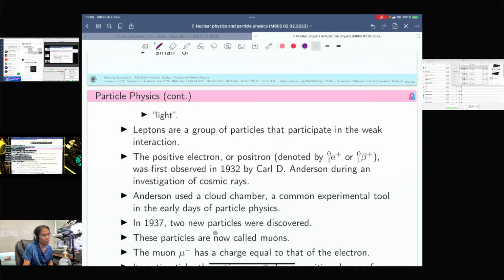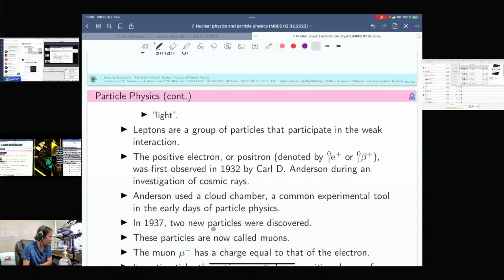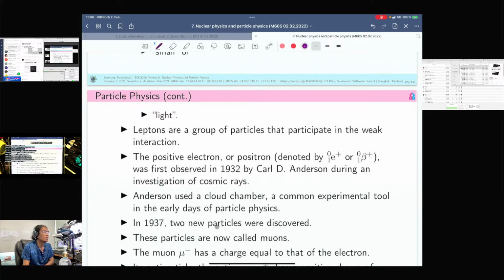Okay, so humans are eager to explore particles. Humans want to know more information about particles in physics, because we could understand the universe, we could predict what is going on in the future with the universe.